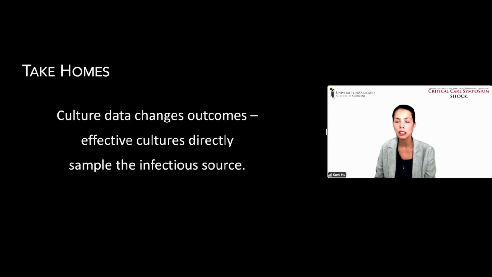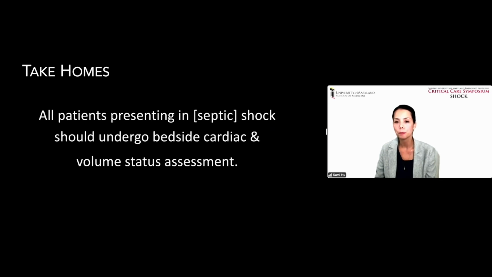Moving on to take homes. Again, this was my big one for the beginning. Cultures change outcomes if they grow something. And they grow something the best if you get them directly from the source. Blood cultures are not the best. There's so much culture negative sepsis that I wonder if we got cultures from the direct source earlier, we'd be able to catch it. We'd be able to de-escalate those antibiotics, decrease chances of C. diff and improve mortality. So try to get samples directly from the source.